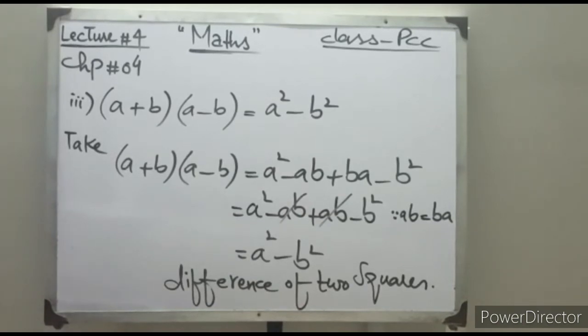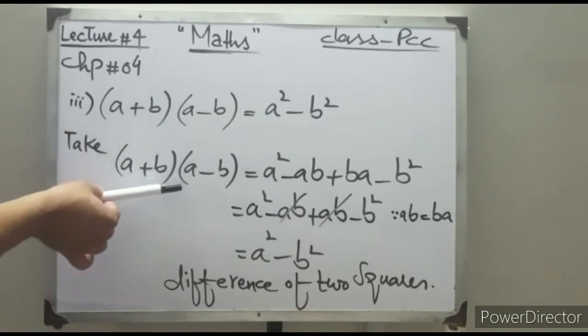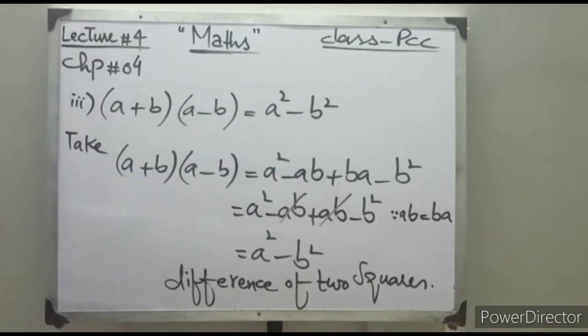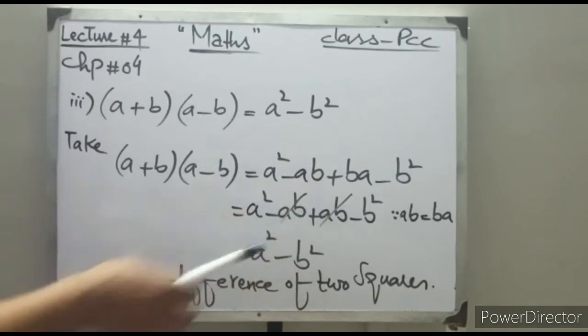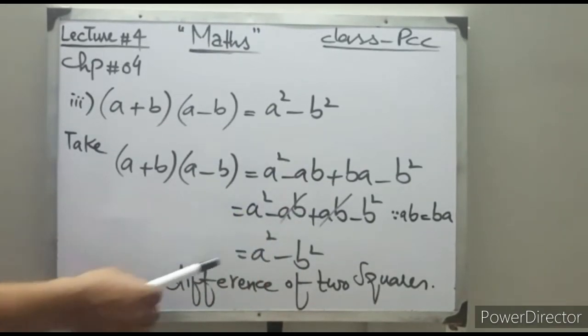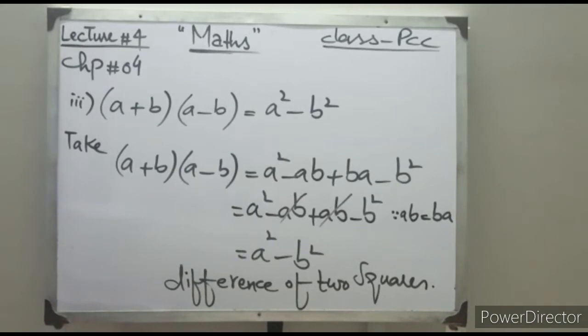Students, third identity is (a + b) into (a - b) = a² - b². First, we will see how this identity is made. (a + b) into (a - b), multiply these two brackets, we got a² - ab + ba - b². In the previous identity, I told you that ab is equal to ba by the commutative property of a real number. So we may write ba as ab. Now this minus ab will be cancelled by the positive ab. So the final answer is a² - b². This identity is known as the difference of two squares.